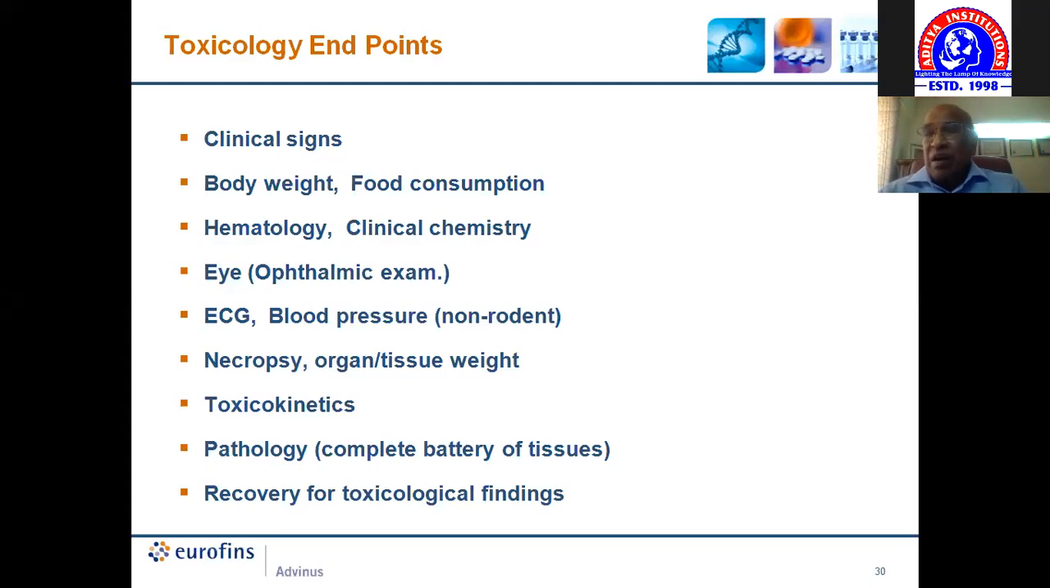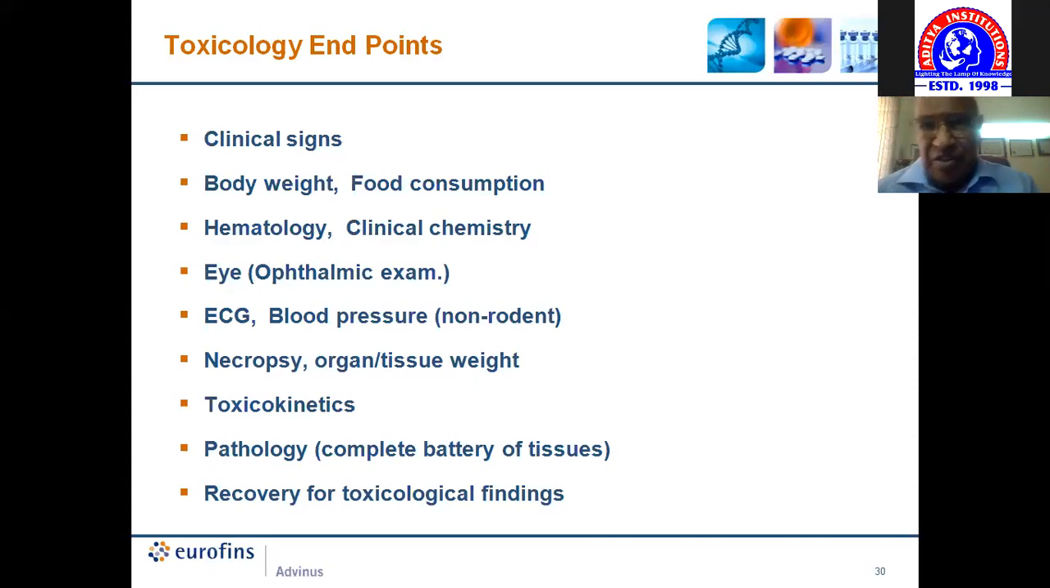That means we sacrifice the animals in all toxicology studies. Those who don't like to kill, please don't become a toxicologist. Every animal must be killed to find out what has happened inside the body. We sacrifice the animals and observe every single organ. Typically 40 to 45 organs are observed. We process the tissues and examine them under the microscope. That's done by the pathologist.